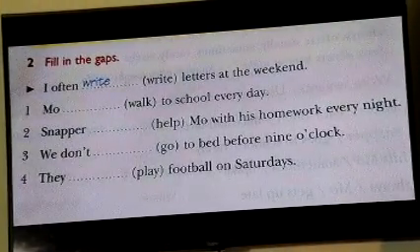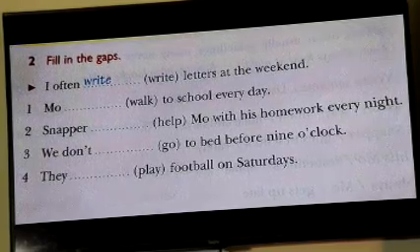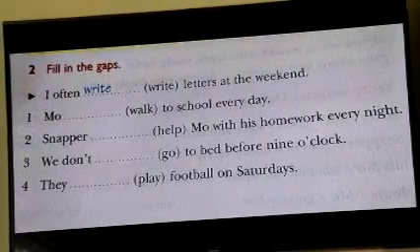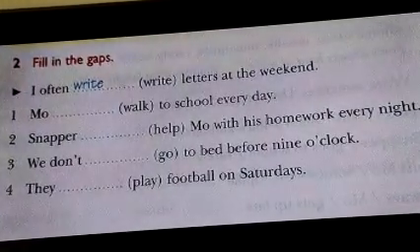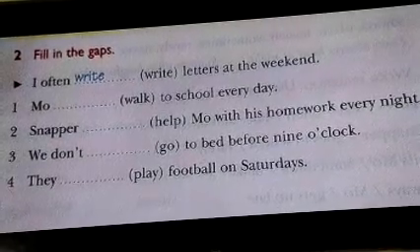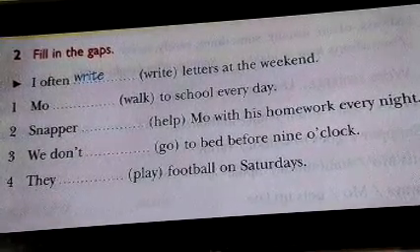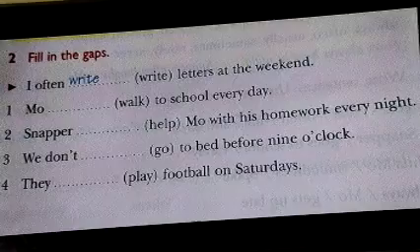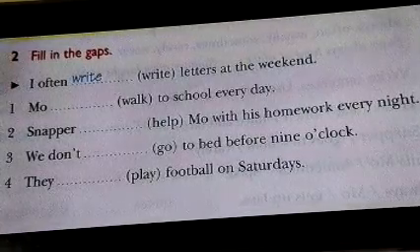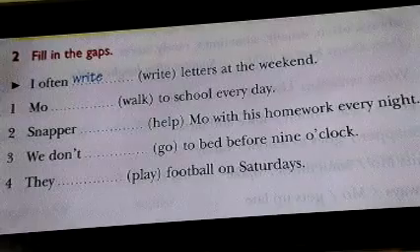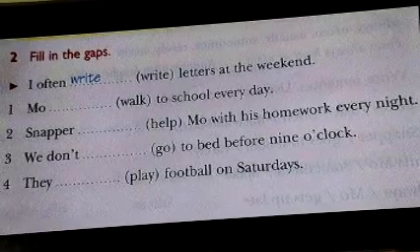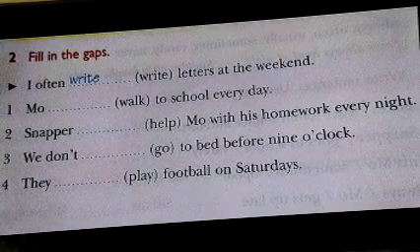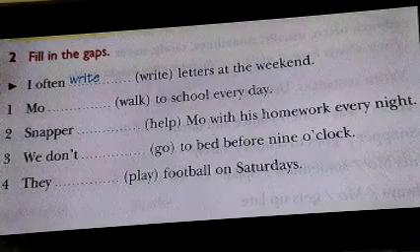Clear? Now, look at the next one. Snapper. Who's Snapper? Snapper is that crocodile that you saw earlier in the picture. So Snapper helps Mo with his homework every night. Snapper is one, singular, third person singular. So the verb must agree with the noun which is in the singular. To make the verb into the singular, what should we do? Add an S. So Snapper helps Mo with his homework every night.